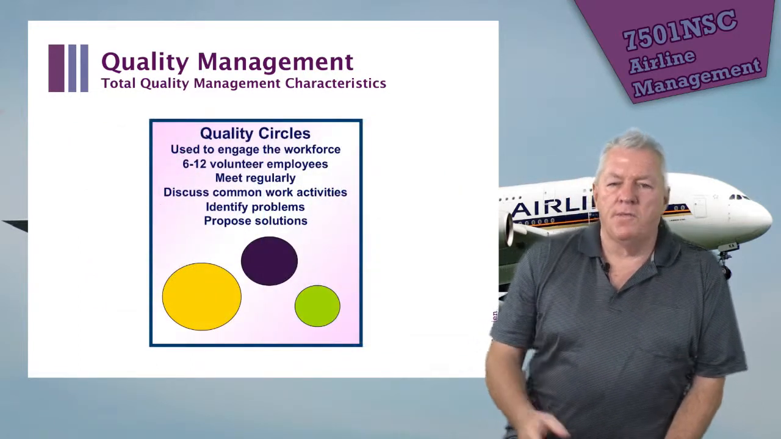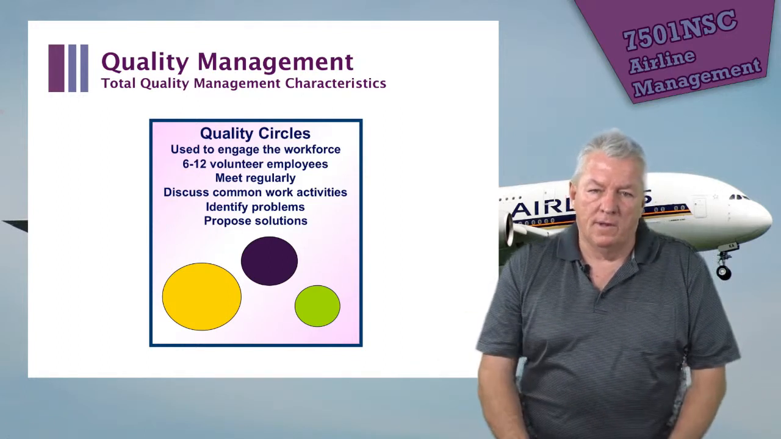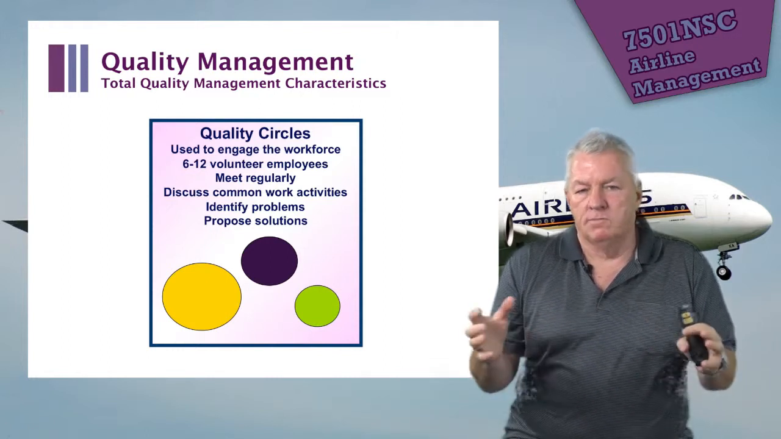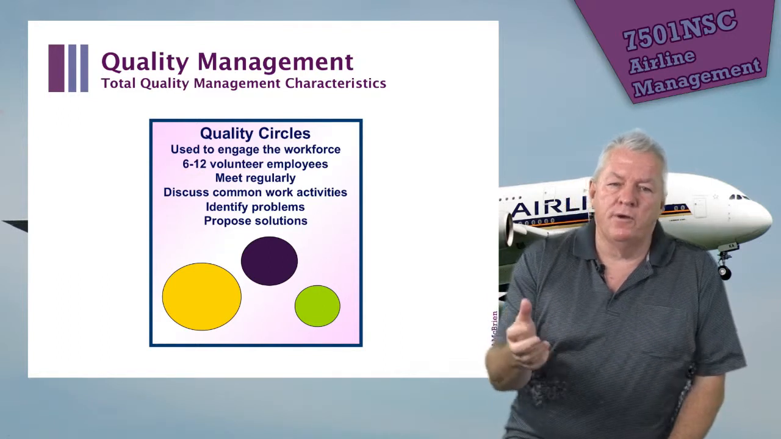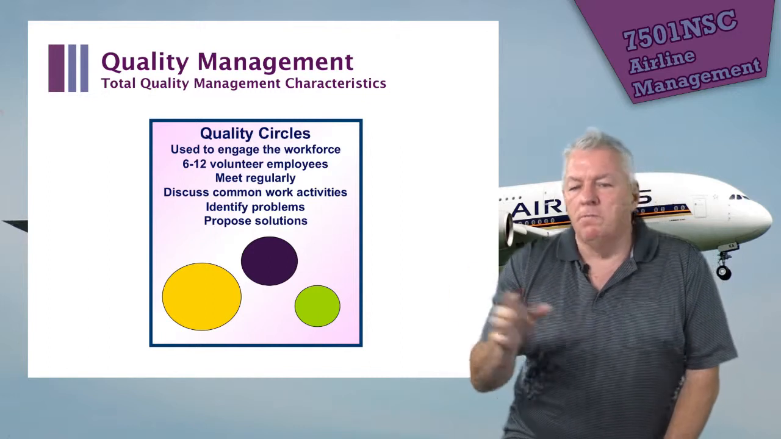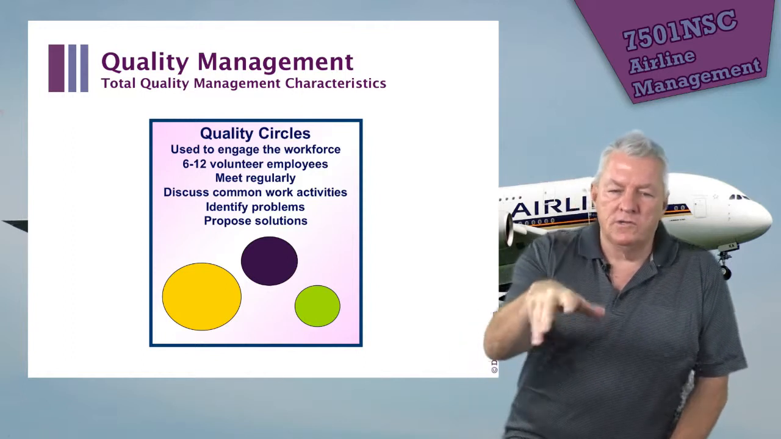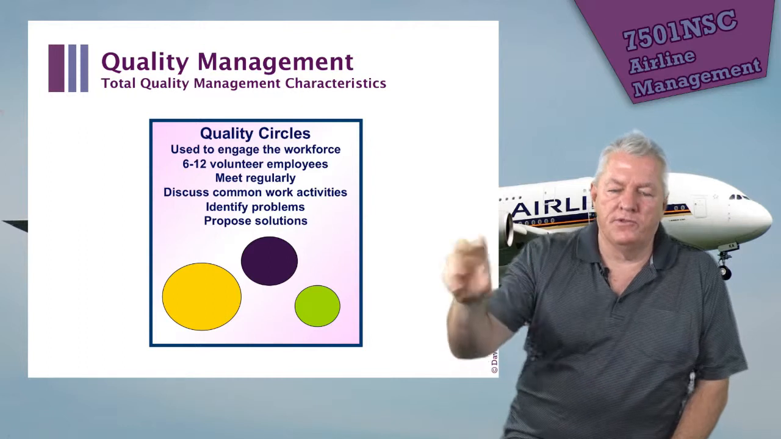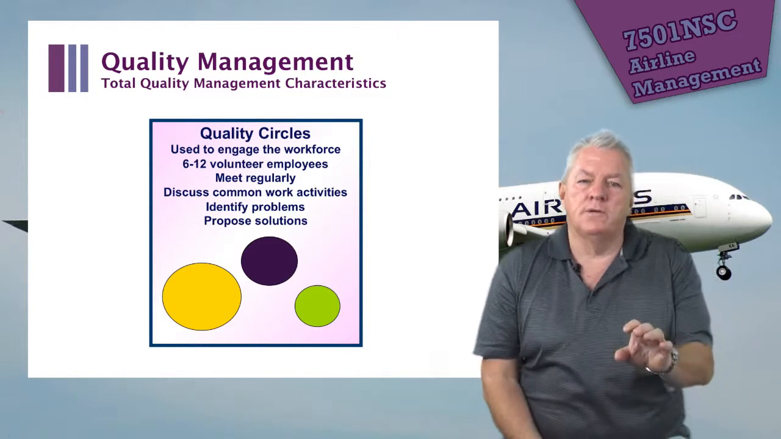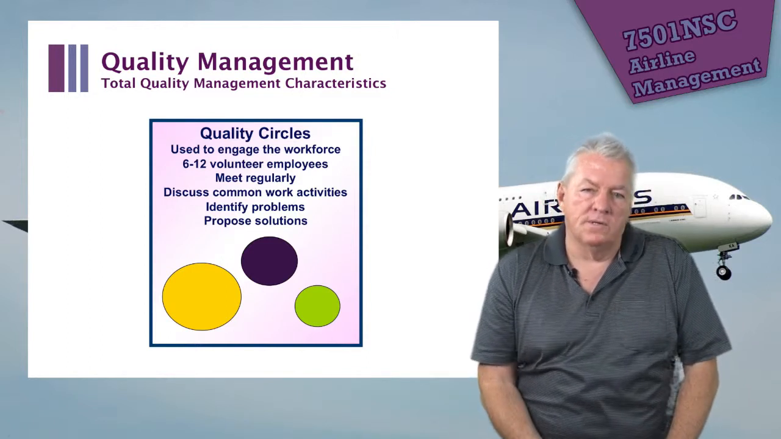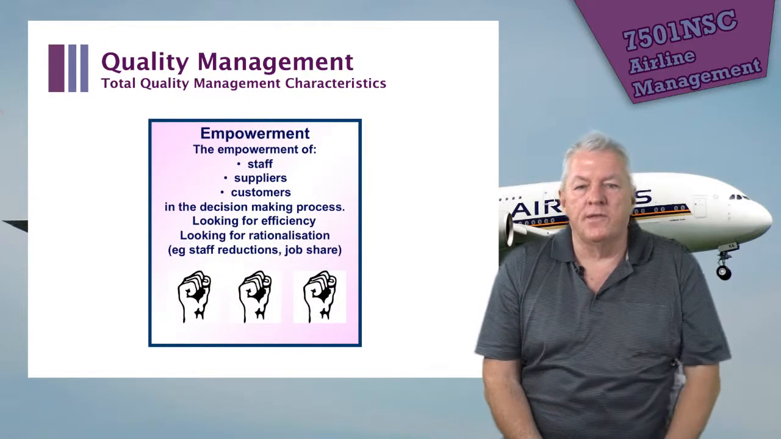Some of the characteristics of quality management organisations: they hold quality circles where they'll engage the workforce. They might have 6 to 12 volunteer employees who will meet regularly. They'll discuss a common work activity, they'll identify problems and they'll propose solutions. So maybe it'll be about purchasing spares for machinery. Well, you don't just have the engineers there, you also have the supply people there, you have the finance people there, and you have the administrative people there in the quality circle to say how you can improve those processes. There's the empowerment of staff, suppliers and customers in the decision-making process.